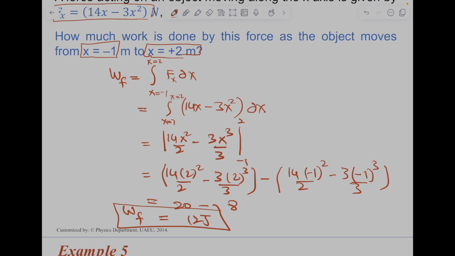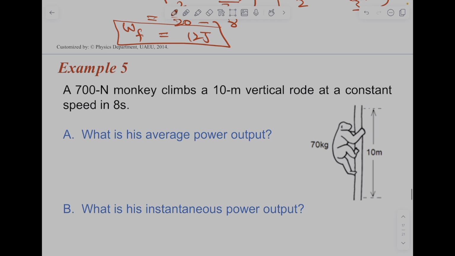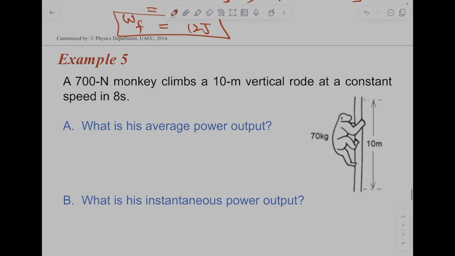Okay, so the next problem is related to power. A 700 Newton monkey climbs a 10-meter vertical rod at a constant speed in 8 seconds. What is the average output power? Okay, so the power is delta W divided by delta T. This is the work done. So what is the work done by this 70 kilogram monkey to climb 10 meters?